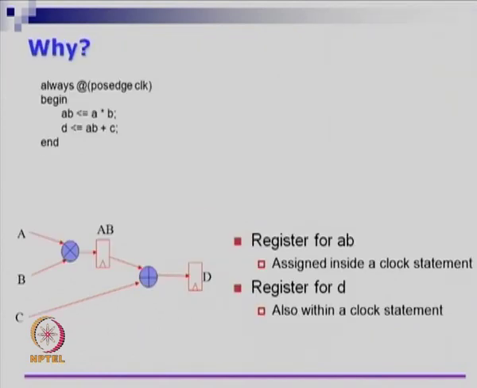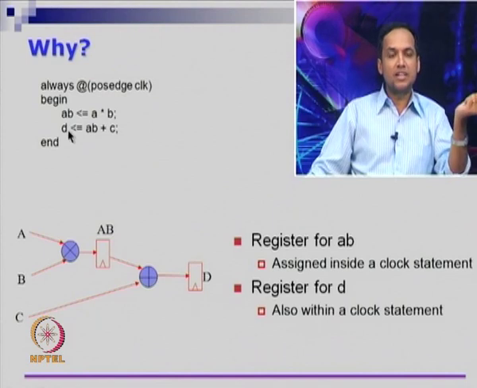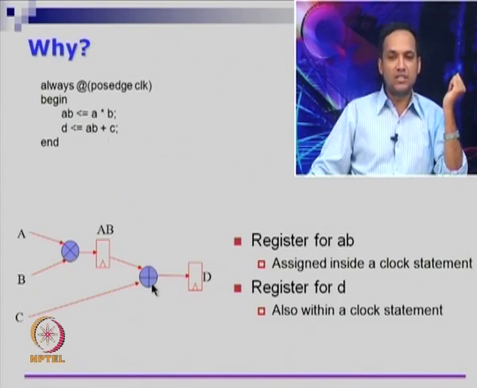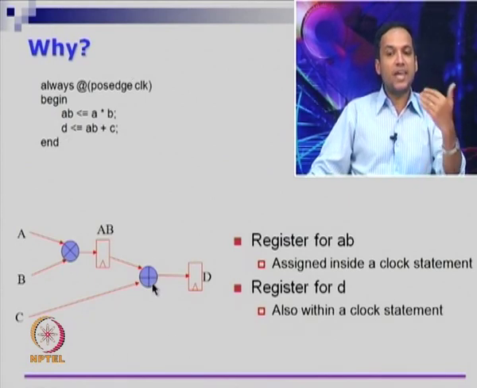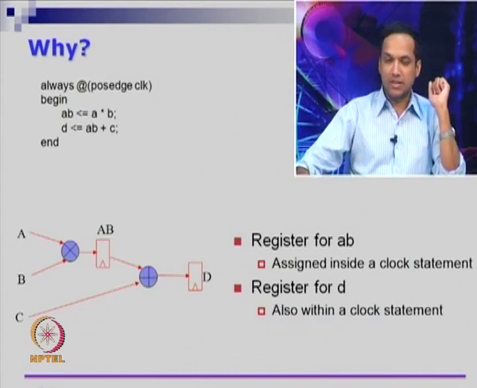So, let us see why it is not correct. AB equals A into B and D equals AB plus C. The first thing is there is a register inferred for AB because it is inside passage of clock. There is also a register inferred for D because there is a passage of clock. So you have two registers, and this multiplication will give you this and the adder will give you this. It looks like whatever code we wrote, the hardware that is inferred is actually correct, but is this capturing the intent of the programmer?